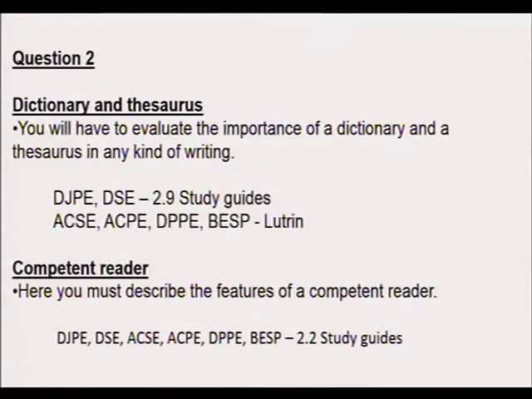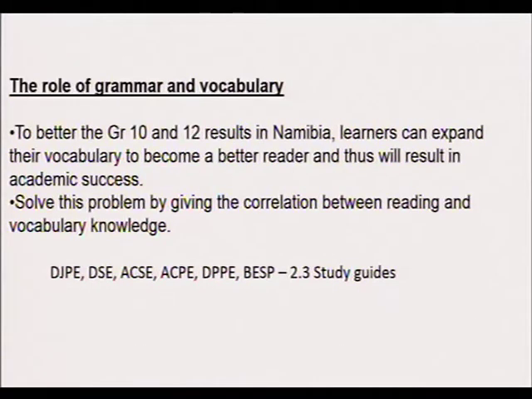Competent reader. Here you must describe the features of a competent reader. And for DJPE, DSE, ACSE, ACPE, DPPE and BSPE students, you will find it in Unit 2 in your study guides, 2.2. The role of grammar and vocabulary.